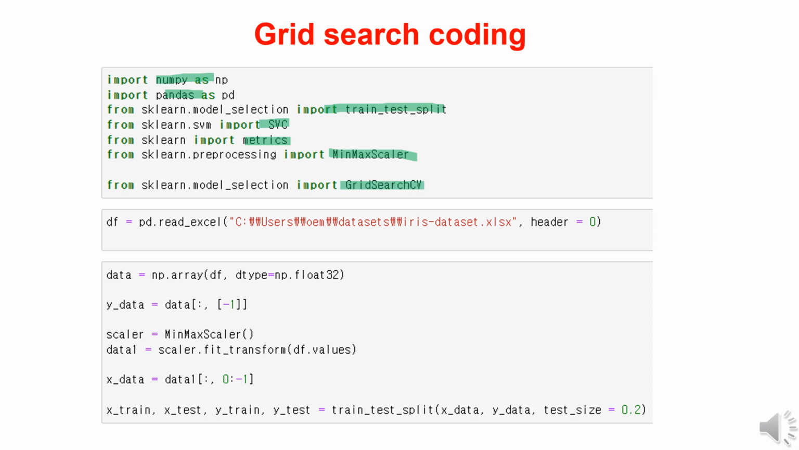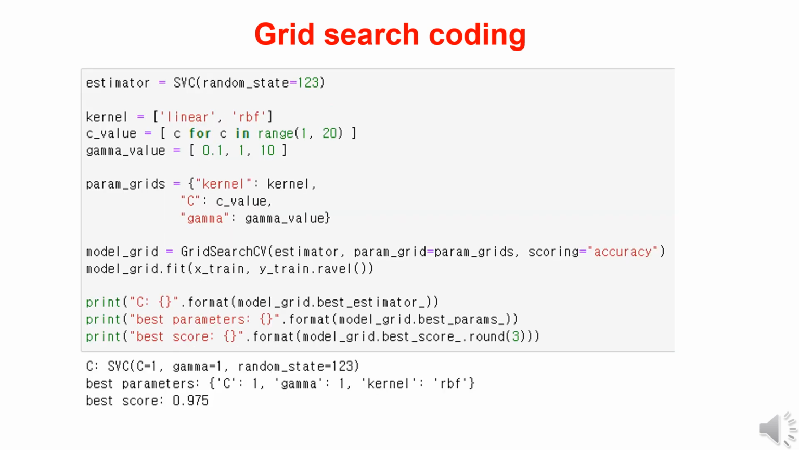Then we load the Excel dataset and perform normalization. After that, we split the data into training and testing datasets using an 80-20 ratio, 80% for training and 20% for testing. After that, we load the support vector machine model. Here, we set the desired ranges for 3 hyperparameters: kernel, C, and gamma. These variable conditions are then linked to the grid search algorithm, which calculates the accuracy based on different combinations of hyperparameters.